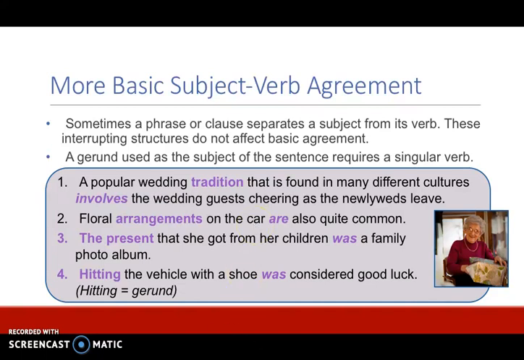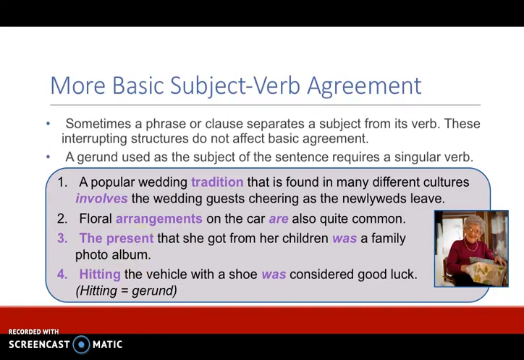Number 3, the present that she got from her children was a family photo album. So again, we have the subject, the present, and we have a clause that is in between the subject and the verb was. So this verb agrees with the subject, present.